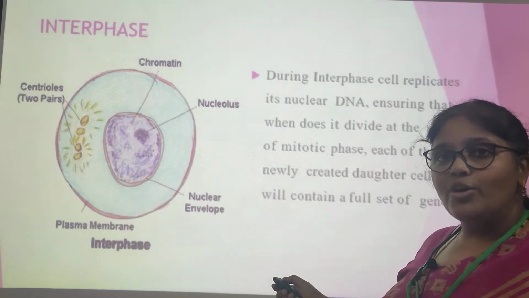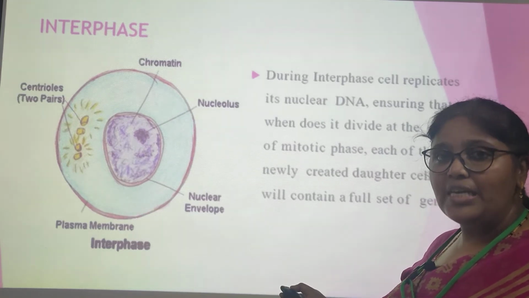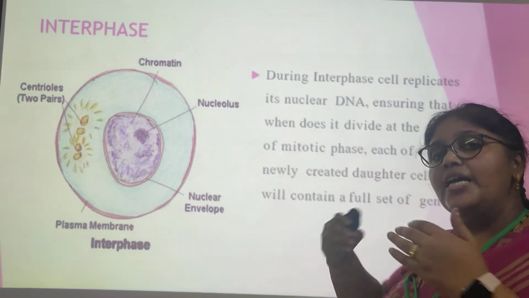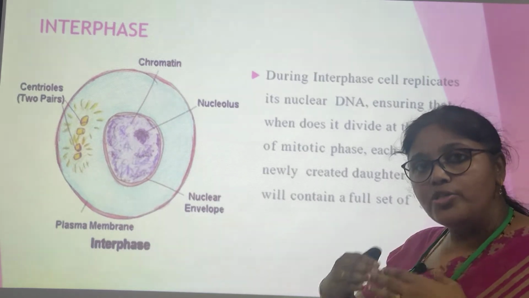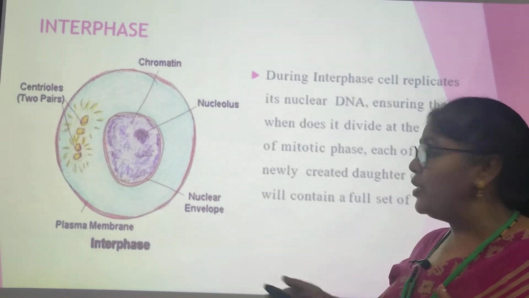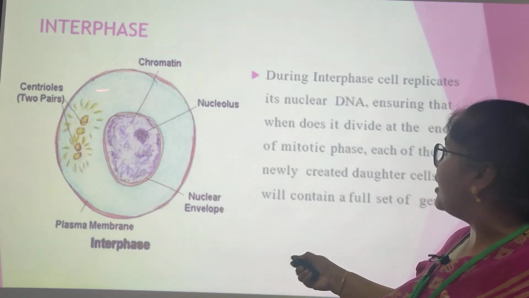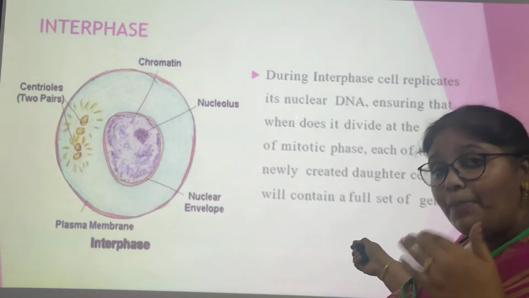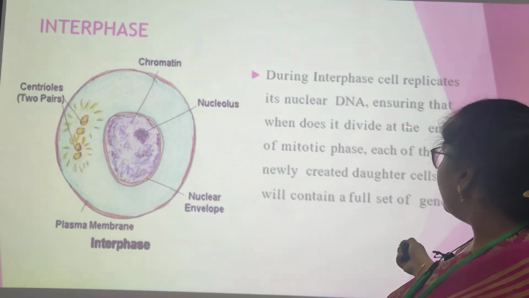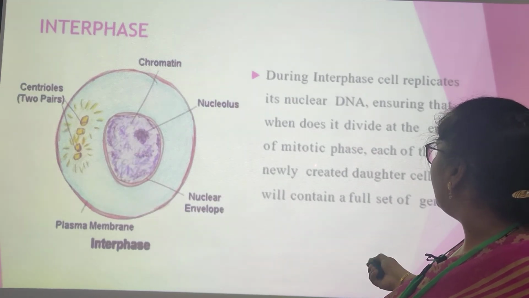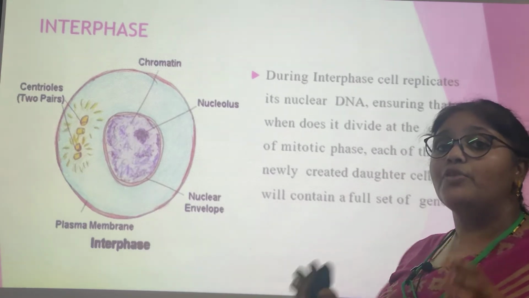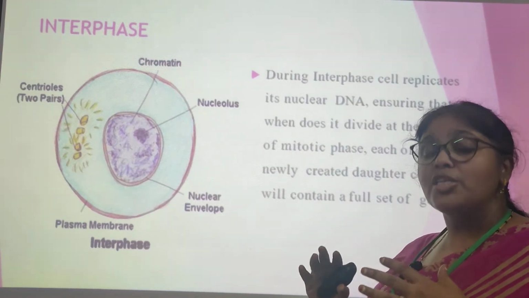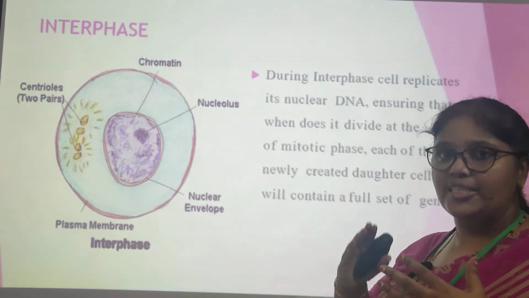Before prophase, we have what is called the resting stage, which is the interphase, where the preparation for division takes place. The G1 phase, G2 phase and S phase, all three together constitute the interphase. Now, during this interphase, what happens? The cell replicates its nuclear material, ensuring that when it divides at the end of the mitotic phase, each of the newly created daughter cells will contain the full set of genes. So it's just a preparatory phase before the cell division phase.